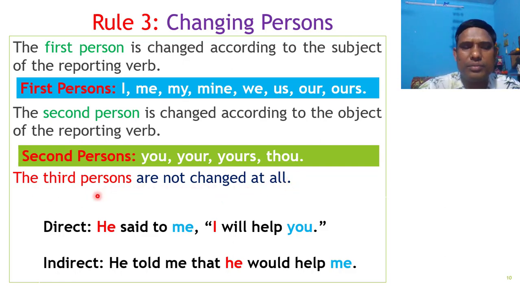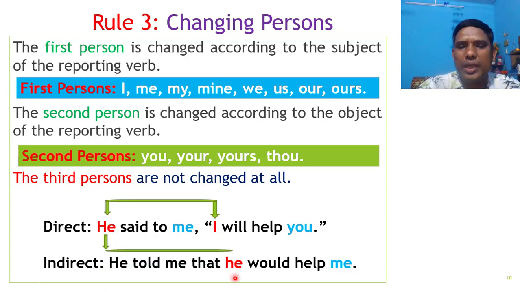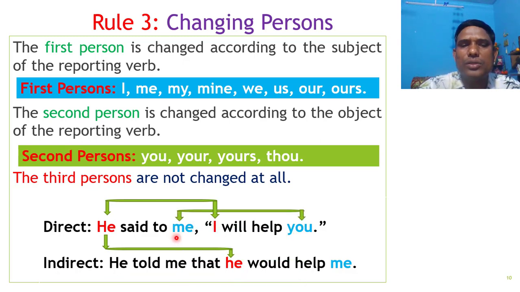Look at the following. The first person I follows the subject of the reporting verb he, so I has been changed to he. The second person follows the object of the reporting verb me, so you has been changed to me. In this way, you can change persons. Dear students, at the time of changing persons, you should bear in mind that subject will become subject, object will become object, possessive will become possessive.